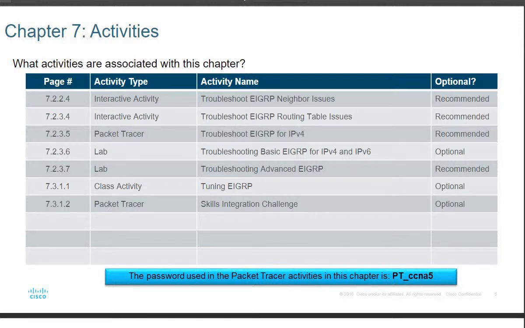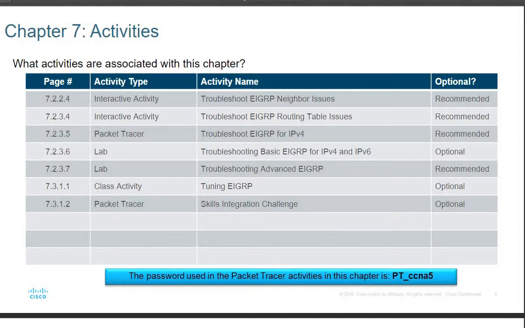What activities are associated with this chapter? Chapter 7 activities: page number, activity type, activity name, optional. 7.2.2.4 Interactive Activity, Troubleshoot EIGRP Neighbor Issues, recommended. 7.2.3.4 Interactive Activity, Troubleshoot EIGRP Routing Table Issues, recommended.